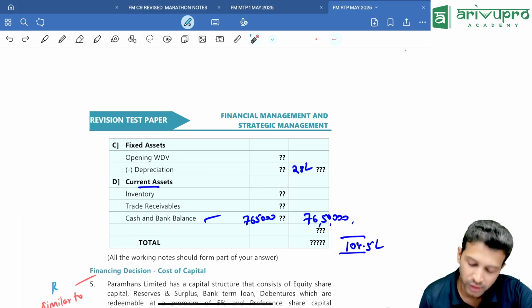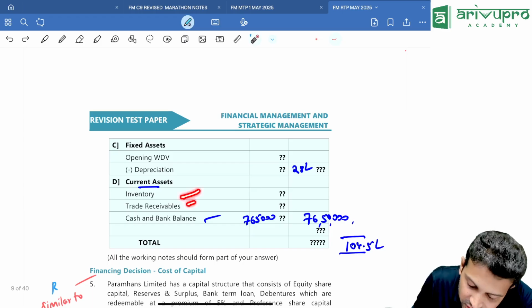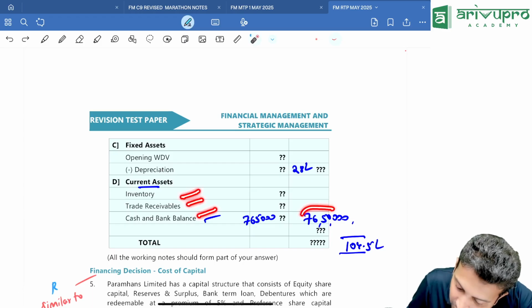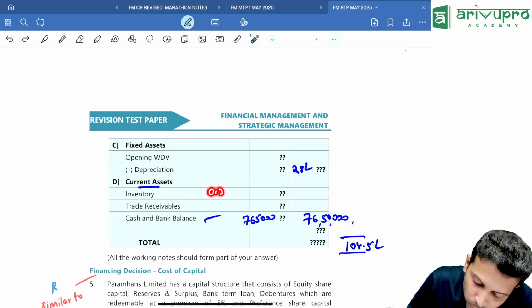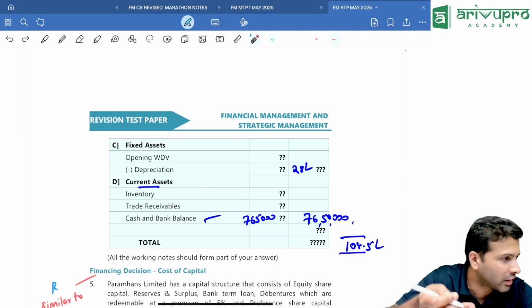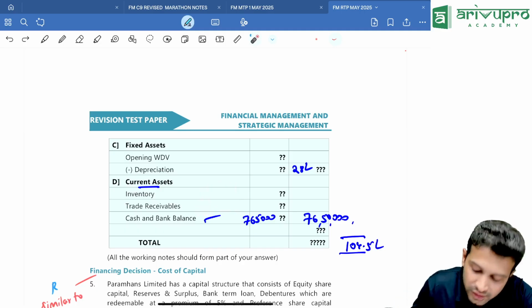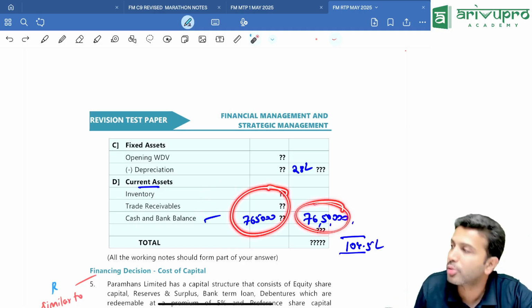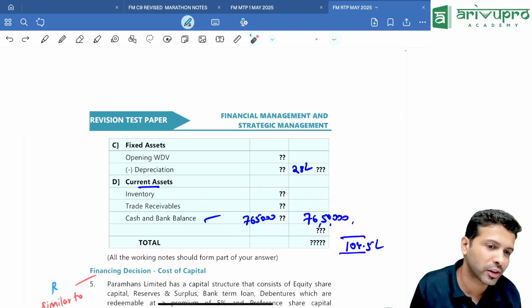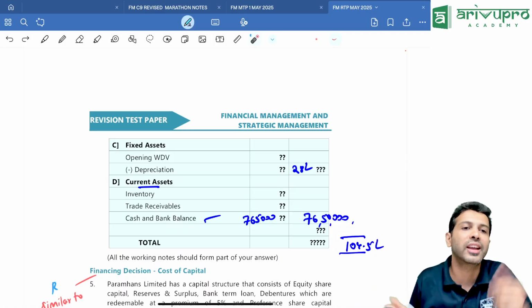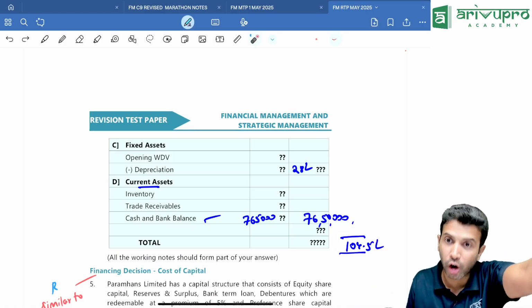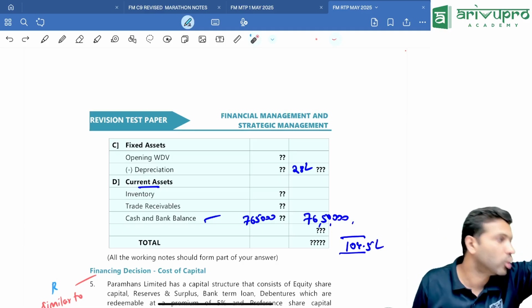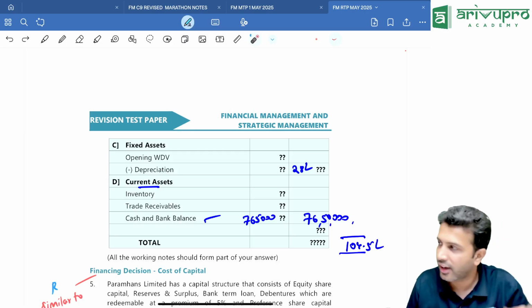How? Sir, inventory plus receivable plus cash and bank balance is equal to 76,50,000. Inventory is something 0.8x divided by 15. Debtors also we got it. That means if you add these three, the total should be equal to how much? 76,50,000. Now you got an equation. Solve that equation and you will get X. X is sales. From sales you will get COGS. You will get GP. You will get closing stock. You will get debtors. 5 components.